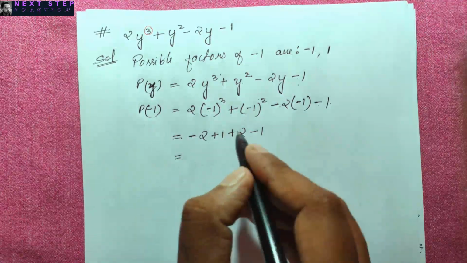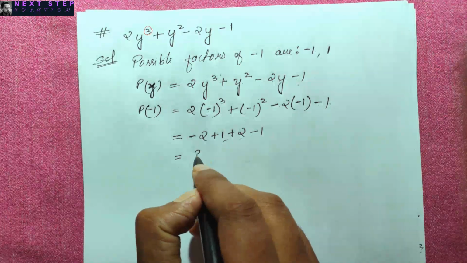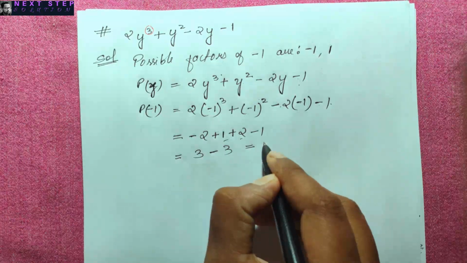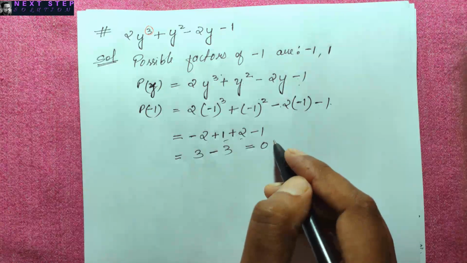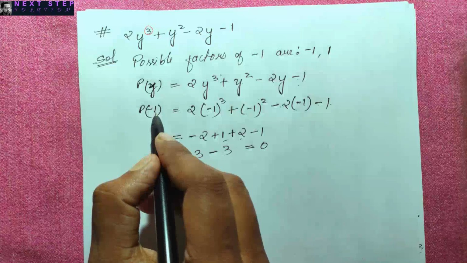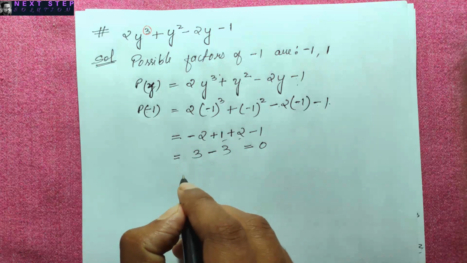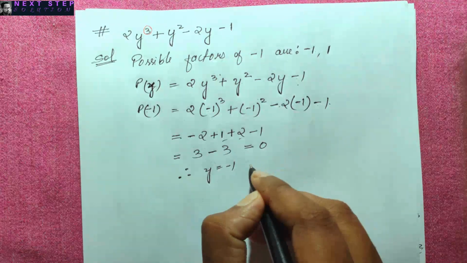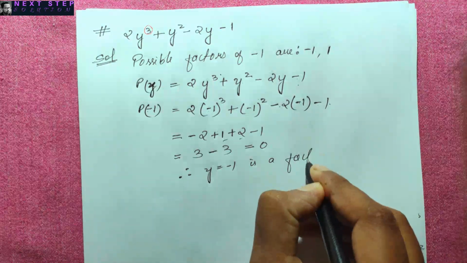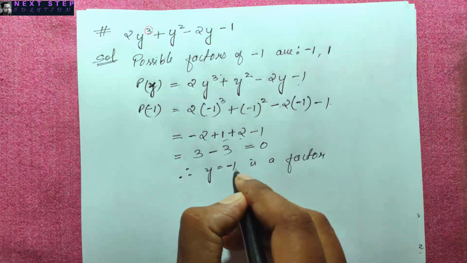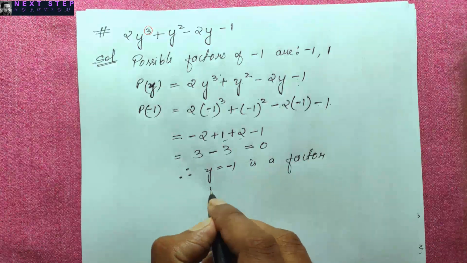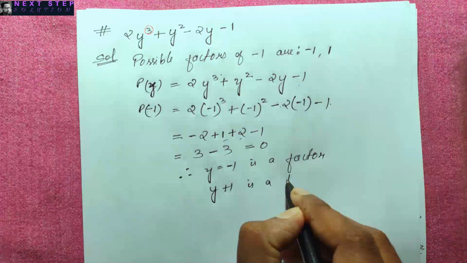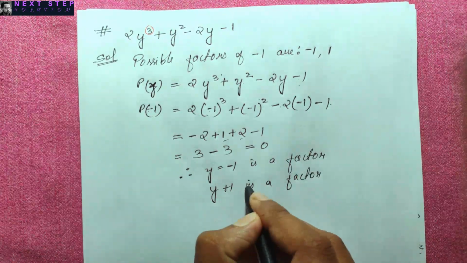Now we add up all the positive numbers. Positive numbers 2 and 1 will make it 3, and all the negative numbers 2 and 1 will make it 3. 3 minus 3 becomes 0. If the remainder is 0, then we can say that minus 1 is a factor of this polynomial. So we write it down. Therefore y equals minus 1 is a factor. Now if y equals minus 1 is a factor and we bring minus 1 this side, we have y plus 1. Y plus 1 is a factor.